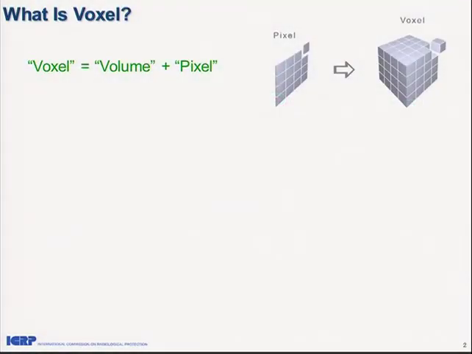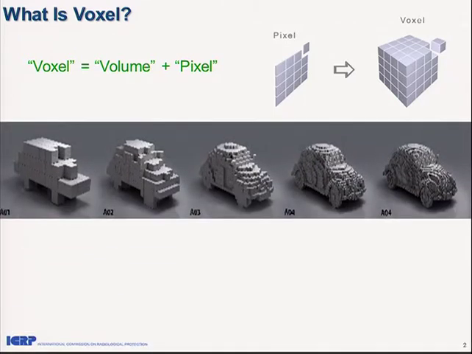What is voxel? The word voxel is a contraction of volume and pixel. In two-dimensional space we have pixels, and likewise in three-dimensional space we have voxels. We can use these voxels to construct models. If we use small voxels, then we can develop very detailed and precise models. But if we use large voxels, then we can develop just a coarse model.